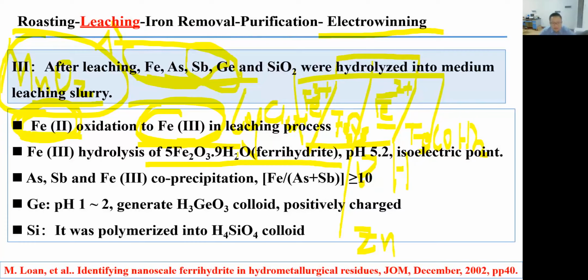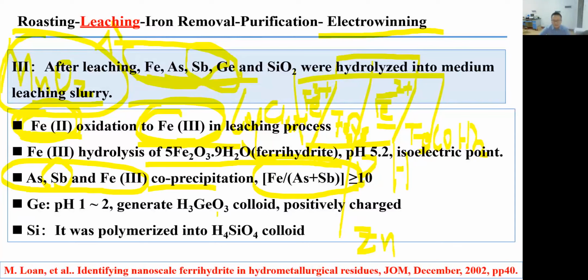And along with the precipitation of ferric iron and the settling of the precipitate, some other impurity elements like arsenic and antimony can be simultaneously removed. They can co-precipitate, but the mole ratio of these three elements should be well controlled, and the mole amount of iron should be 10 times larger than the total of arsenic and antimony. With this ratio, those two impurities can be co-removed with the precipitation of ferric iron.